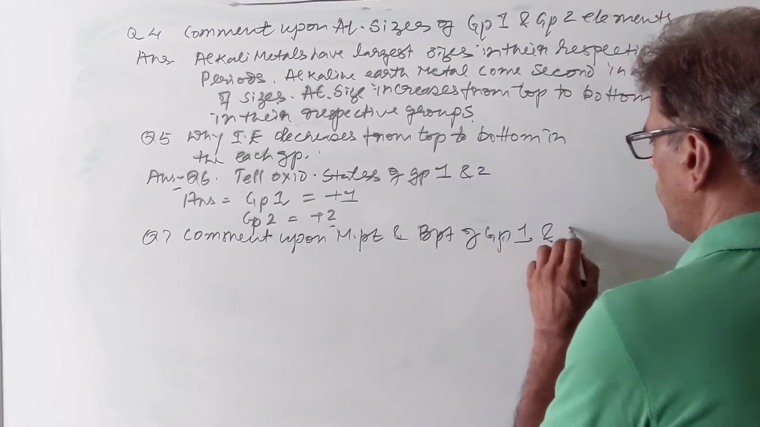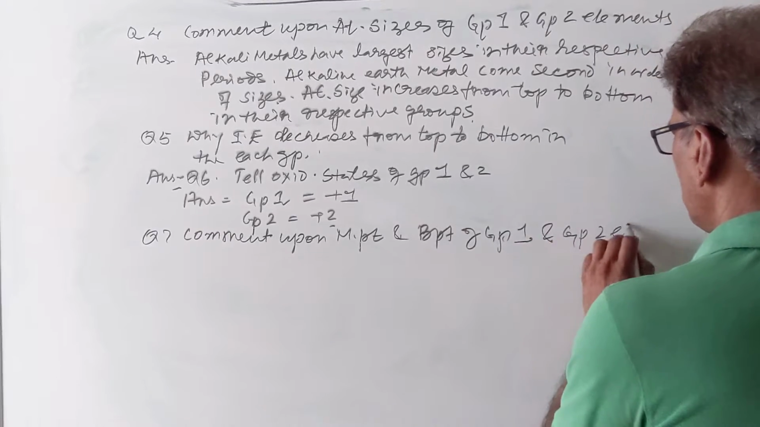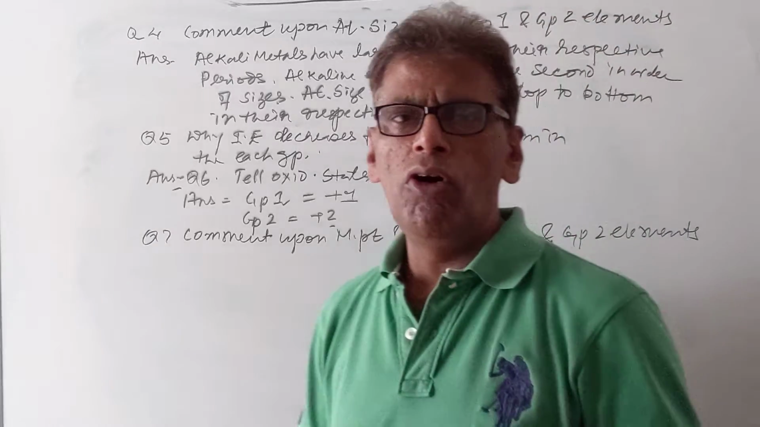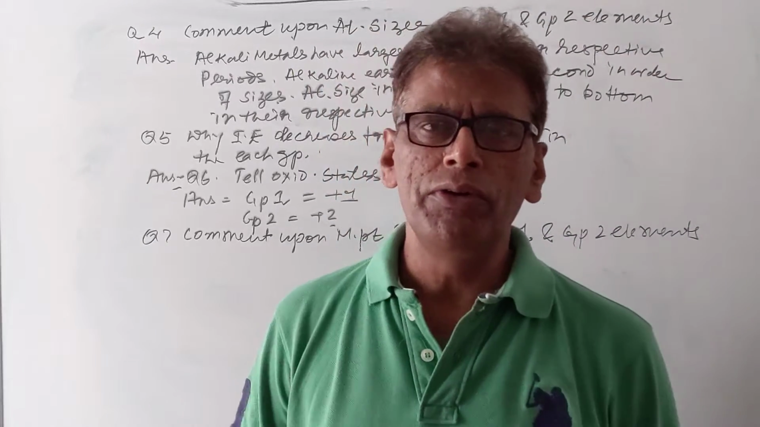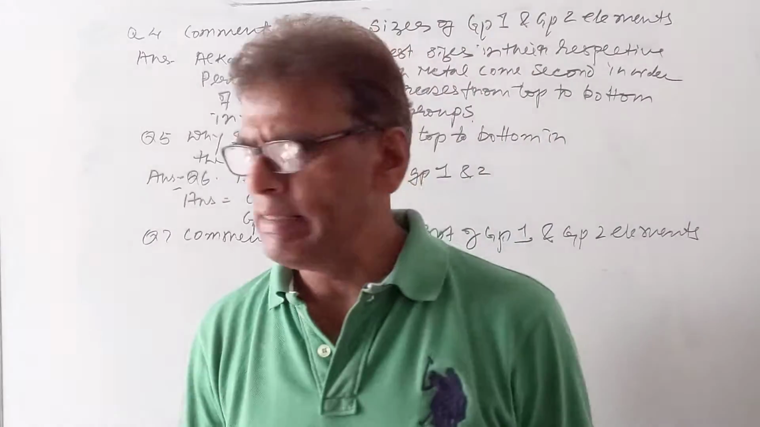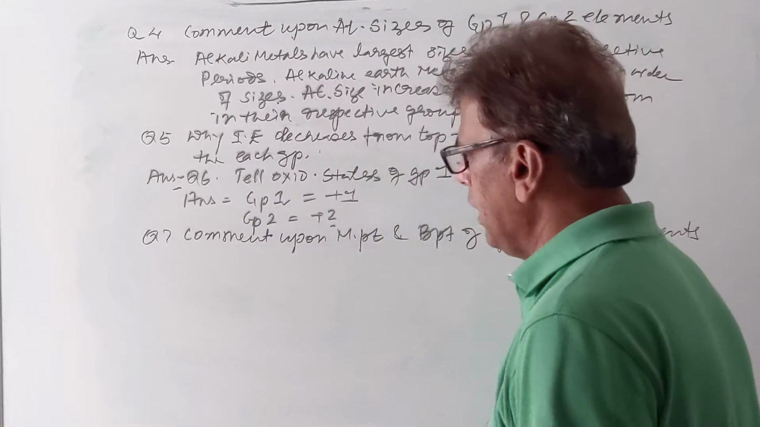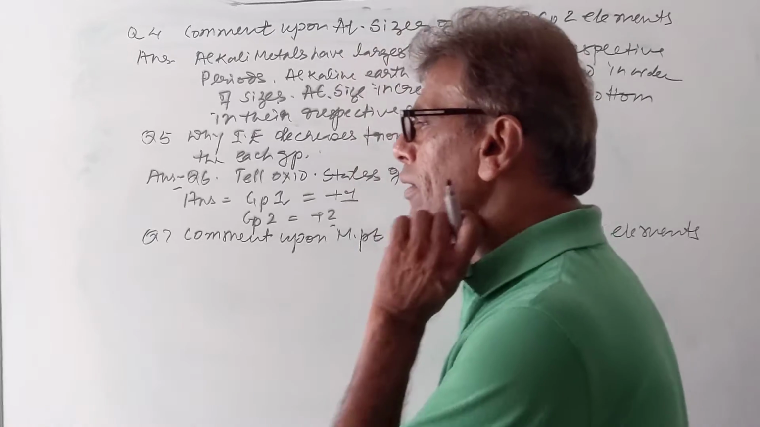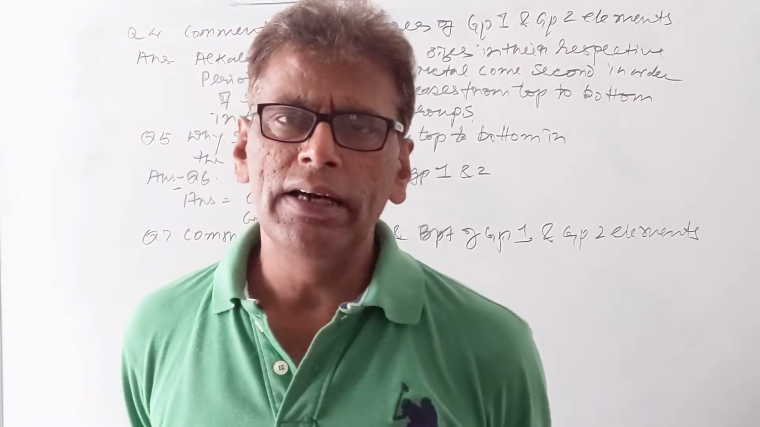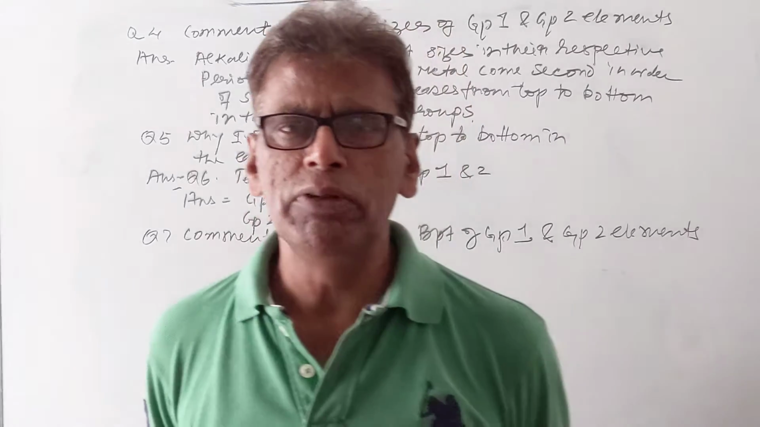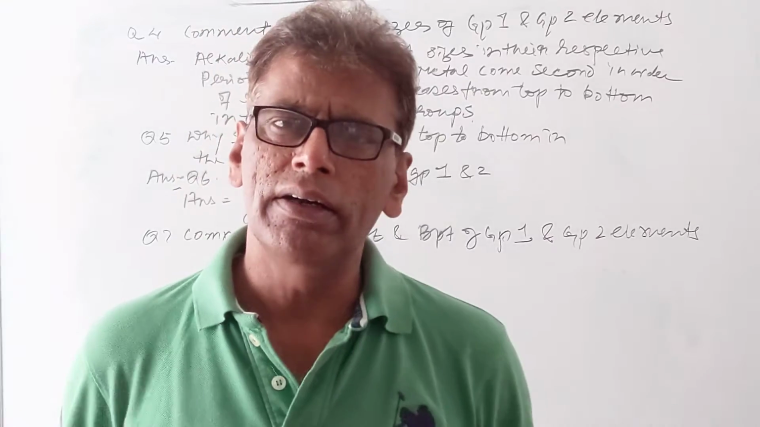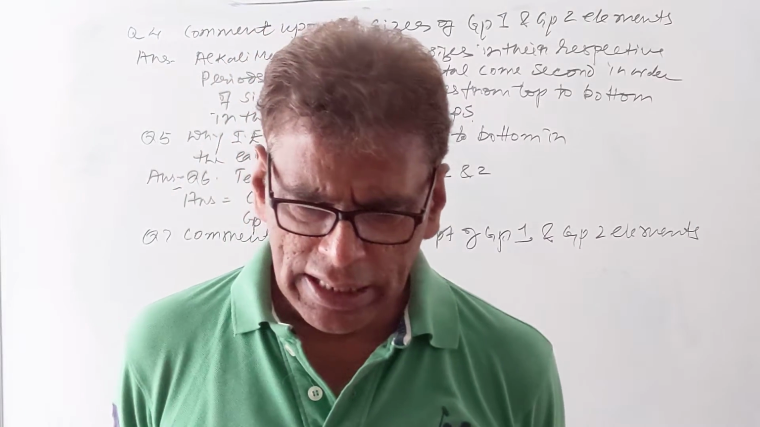Group 1 and group 2 elements possess low melting and boiling points. It is due to weak metallic bonding among their atoms in the lattice, and the melting and boiling points increase when we move from top to bottom. Lithium and beryllium possess high melting points because of the covalent network of their small-sized atoms.